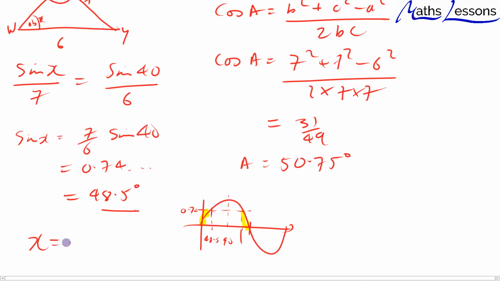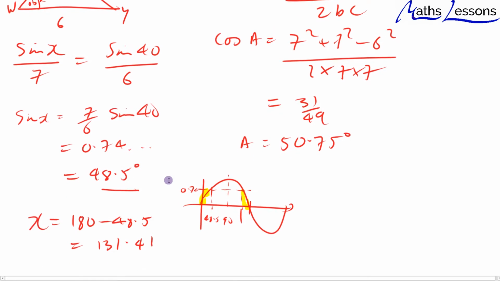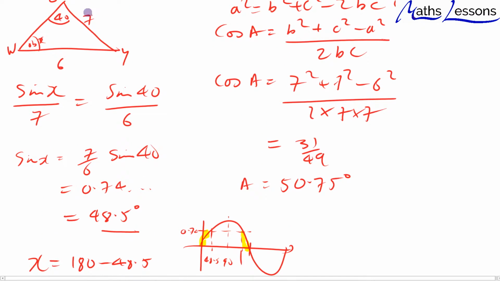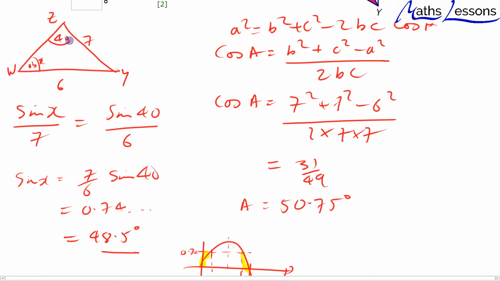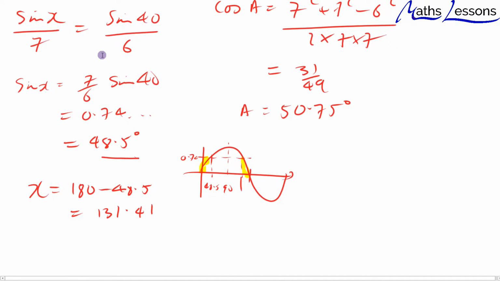So our x value will be 180 minus 48.5, which gives us 131.5 point 41 for that. And we want z, y, w, so therefore we take away that answer for x and 40 away from 180 to get that.